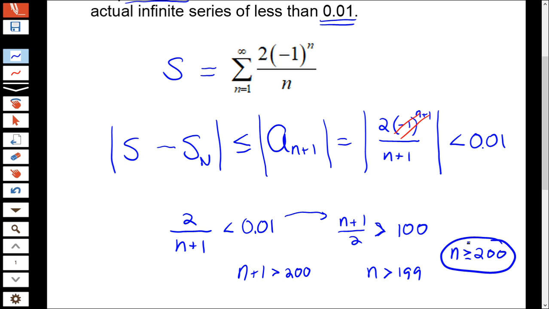And so that's how essentially you can find the error bound on an alternating series. Just make sure that you look for the n plus first term such that it's going to be less than that error. Set it up, solve it, and you'll be all good to go.